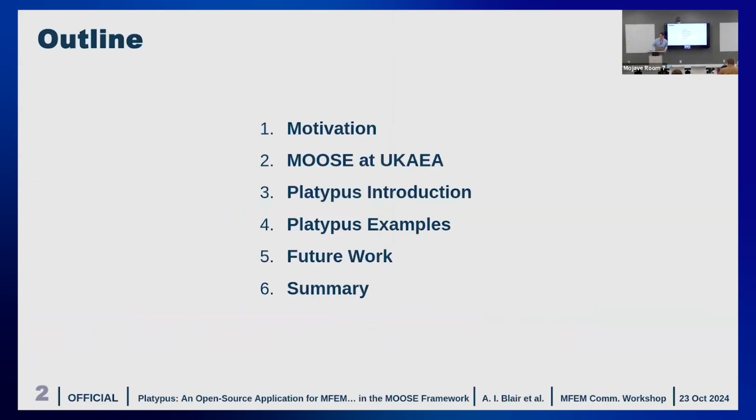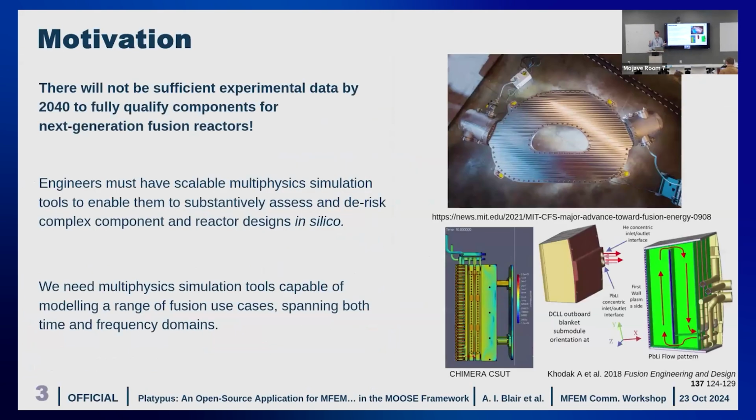I'm just going to kick off with why we at UKAEA care about any of this in the first place, what the motivation is, and our involvement with Moose at UKAEA. Before introducing Platypus explicitly, I'll go through a few examples and a Fusion example in a bit more detail to show what it looks like from a user perspective, before going into the future work and wrapping up with some learning in the rest.